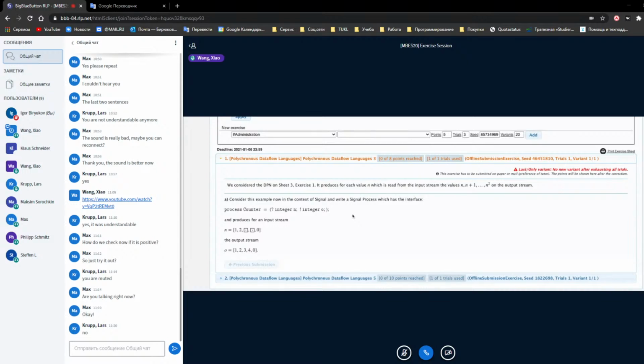Maybe. Let's see. Yeah, I also have a question about local variables in this process counter, because we have this example with the watchdog, and they use local variables at some point. Yes. So local variables persist beyond clock cycles until they are updated, I suppose. Right. So you can have local variables here.